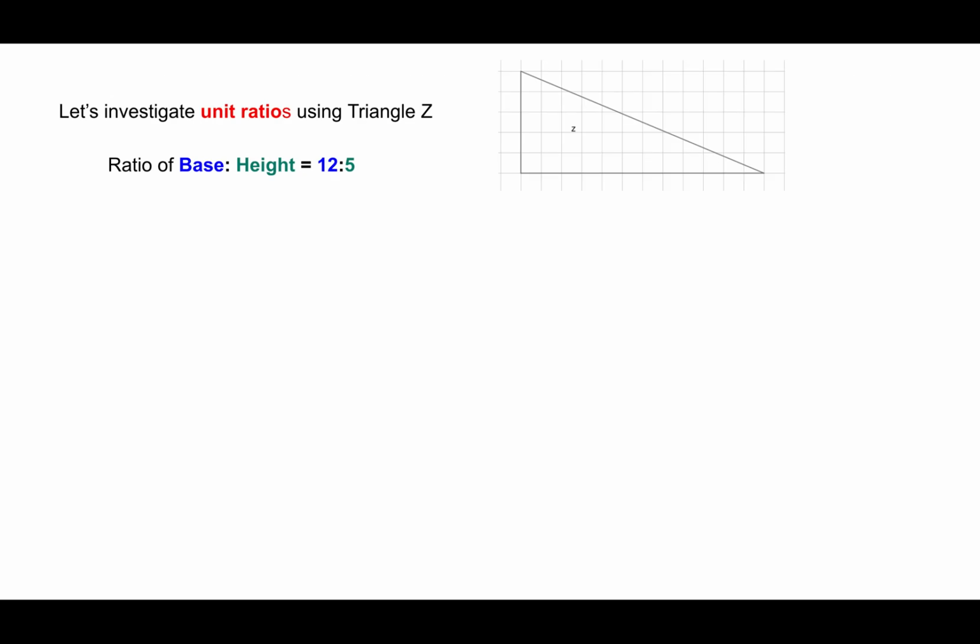Now let's investigate a new triangle, and this one we're going to call triangle Z. It has a base of 12 and a height of 5.